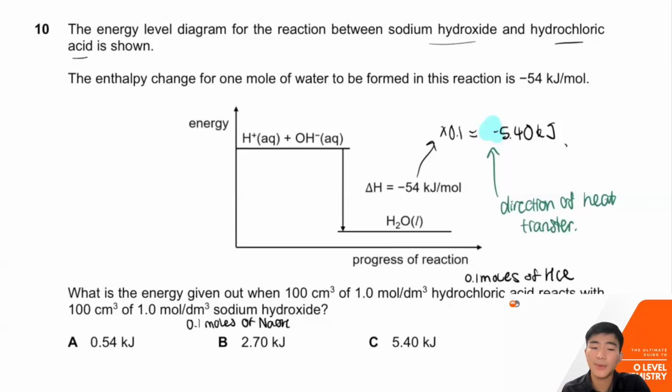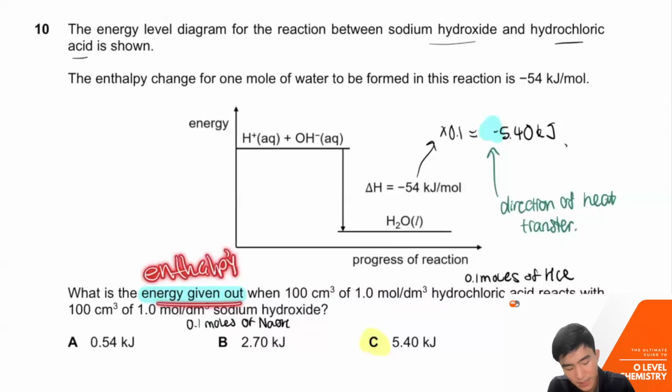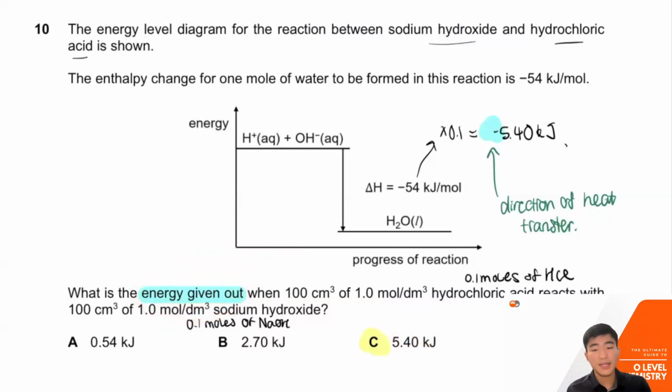Now, with this understanding, I'm going to use that as an answer because the question says given out. If the question says given out, my answer is going to be positive, because given out, we give out a positive form of energy. Remember, the negative sign is always the direction. So you must be very careful when reading the question. If the question says, what is the enthalpy change, then it's negative 5.40. If it says energy given out or energy released, it's just 5.40. So this is for question number 10.